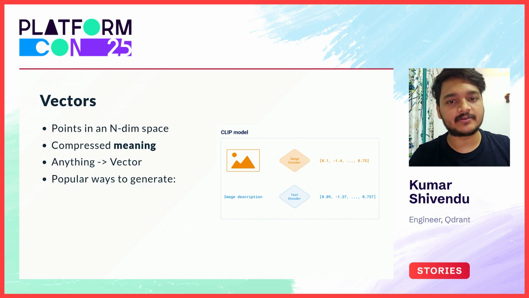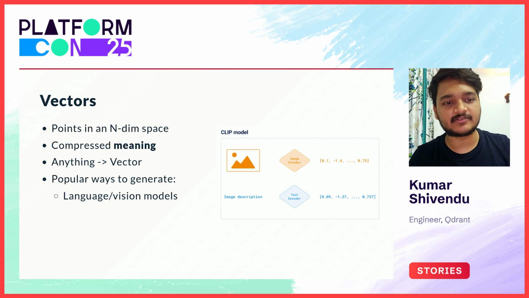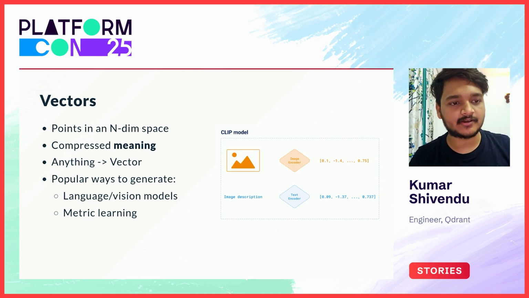Generally the popular ways to generate these vectors are language and vision models, which includes your ChatGPT, and this metric learning approach, where you can convert any kind of data into a vector by specifying the close, positive and negative pairs, right? One of those models using this metric learning approach is the CLIP model, which understands text and images at the same time. The same model will understand text and image, and generate vectors which are closer to each other if the inputs were representing the same thing, right?